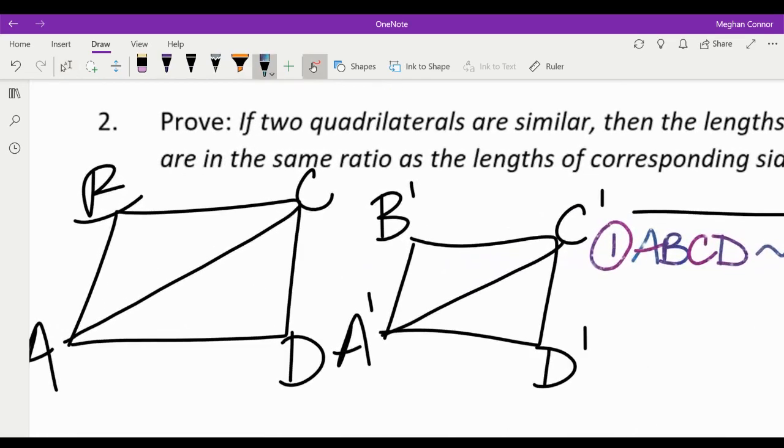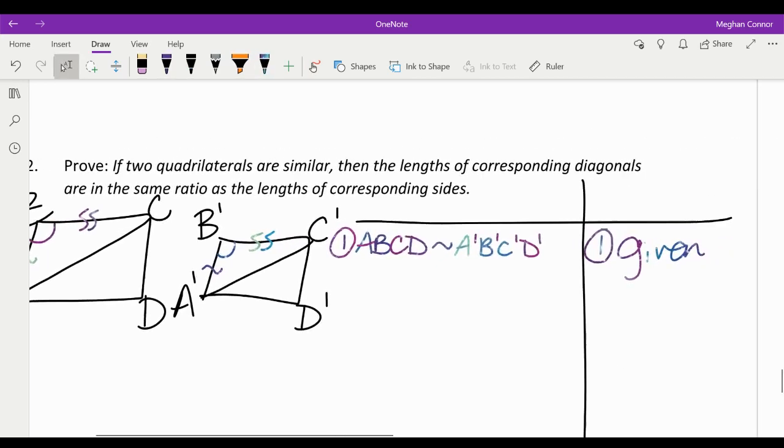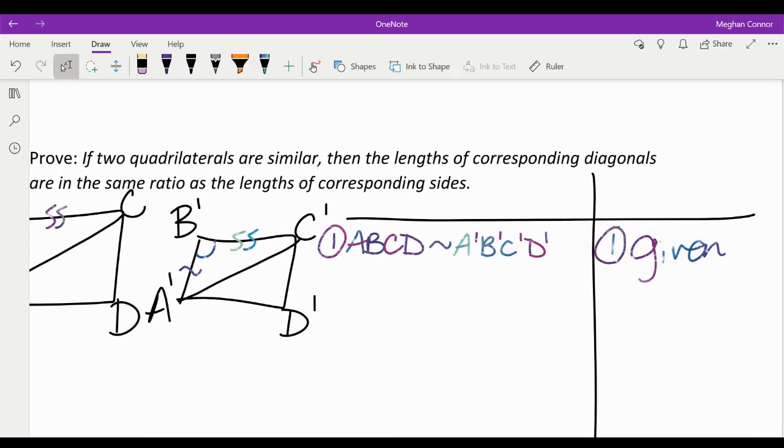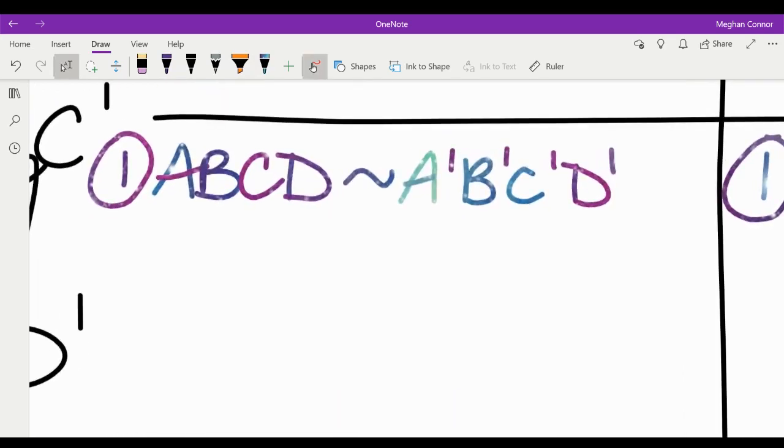I want to say that angle B and angle B prime are equal to each other. And I'm going to say that the ratio of AB over A prime B prime is equal to the ratio of BC over B prime C prime. And then I would be able to have side angle side between those two triangles. And then I would be able to say that AC over A prime C prime is proportional to the ratio of BC over B prime C prime. That's the thought process. Almost always we're talking about triangles in all of our proofs.